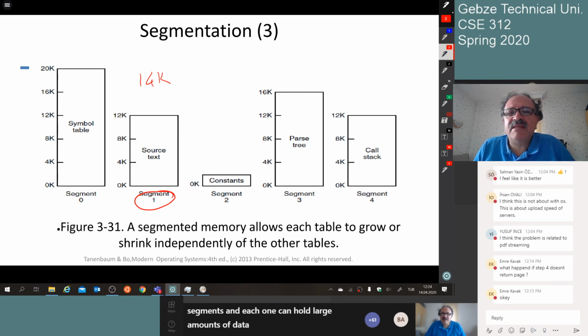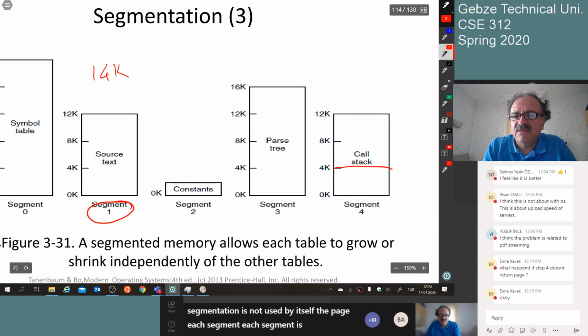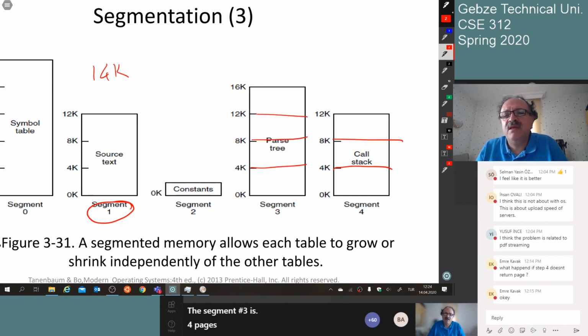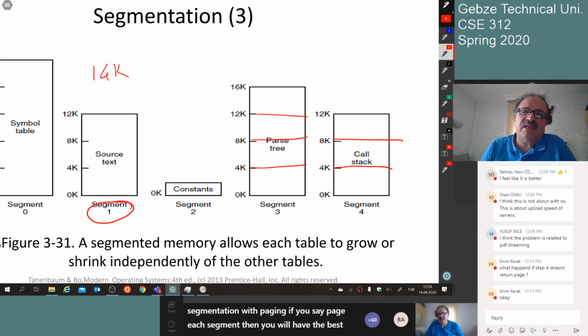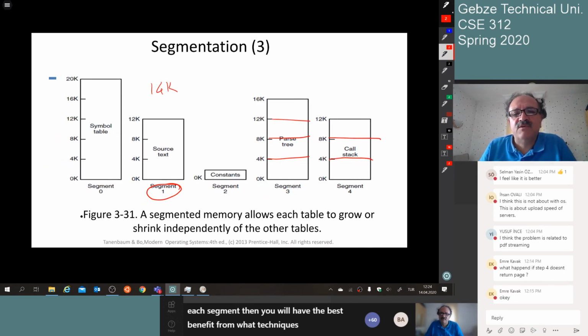Of course, segmentation is not used by itself. We page each segment. Each segment is paged. Let's say this is 4 pages, 3 pages. The segment number 3 is 4 pages. Again, it goes that way. So if you use segmentation with paging, if you page each segment, then you will have the best benefit from both techniques. Of course, segmentation has to be supported by the CPU, like virtual memory has to be supported by the CPU.